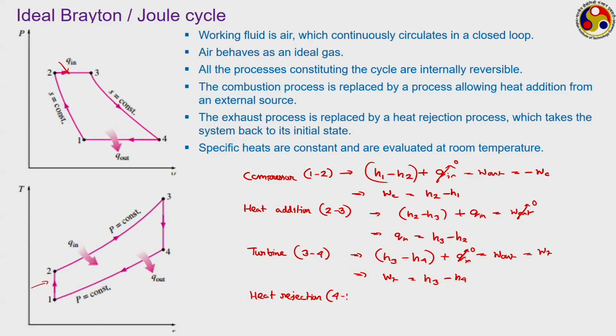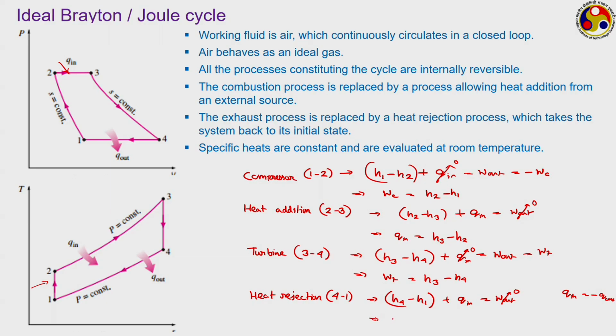And finally is the heat rejection, which corresponds to process 4 to 1. So, H4 minus H1 plus Q in is equal to W out. Again during the heat rejection process 4 to 1 there is no work transfer involved, but there is heat rejection, that is Q, instead of Q in there is minus Q out. Here we can say Q in is equal to minus Q out in this particular case.